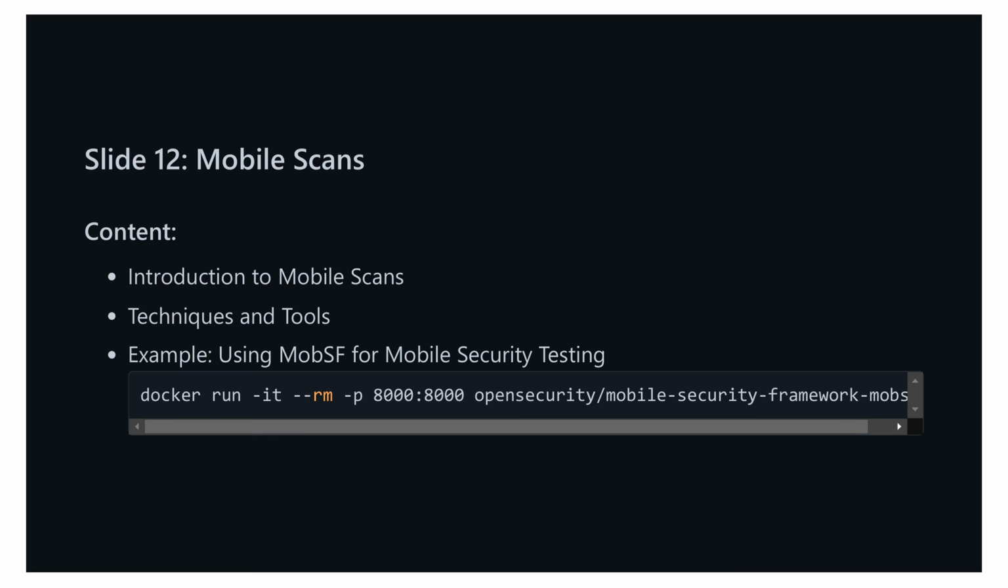In the next slide, we'll transition into discussing network scans, covering an introduction to network scans and different types like TCP/UDP and stealth scans. These scans play a vital role in identifying network vulnerabilities, which we'll explore next.